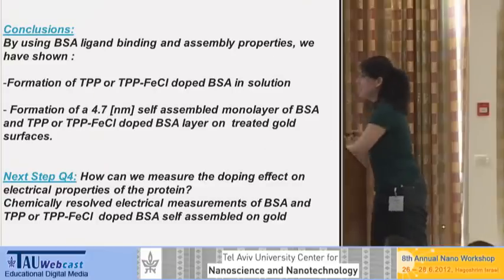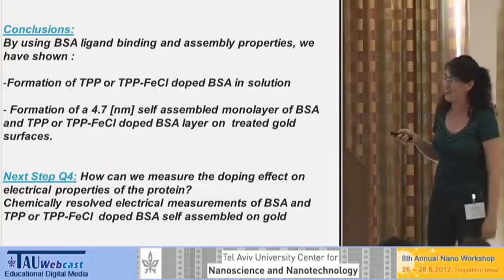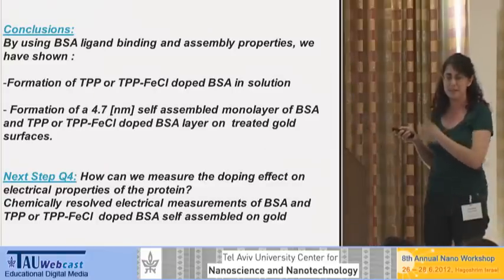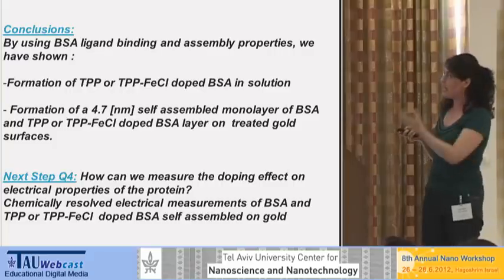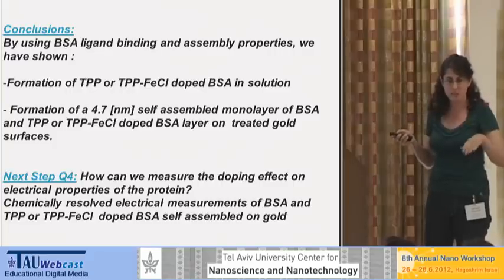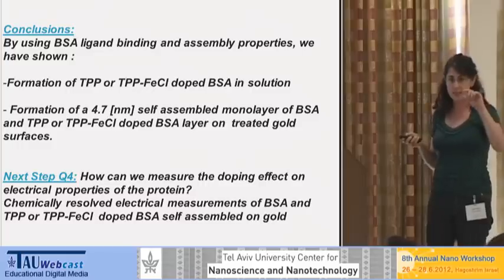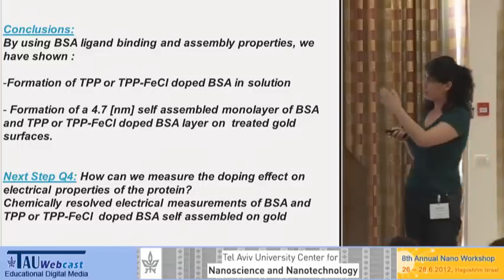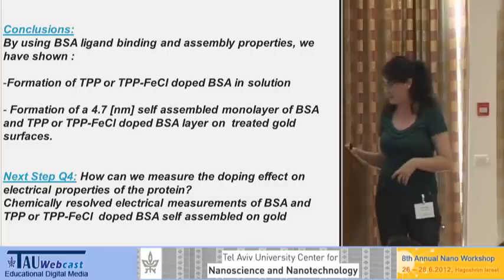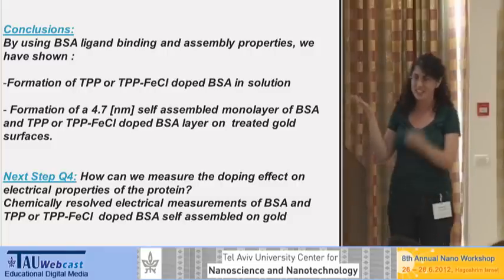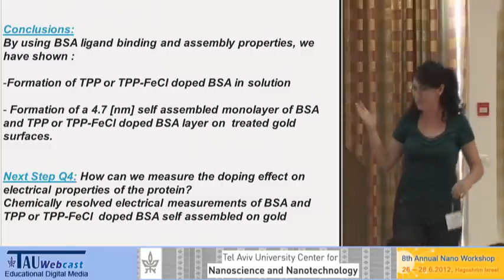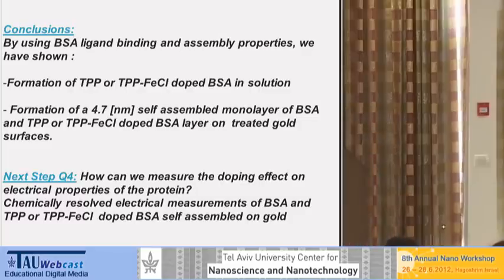So, the conclusions: we formed the doped bovine serum albumin, and we self-assembled it on the surface, preparing the homogeneous monolayer with what we know to be the theoretical thickness of bovine serum albumin, 4.7 nanometers, and the next step will be to electrically measure the layer. And I'm sorry, but I can't see my poster.